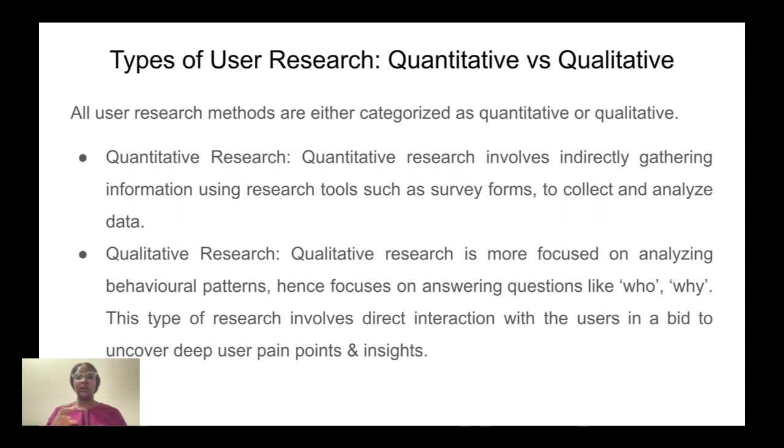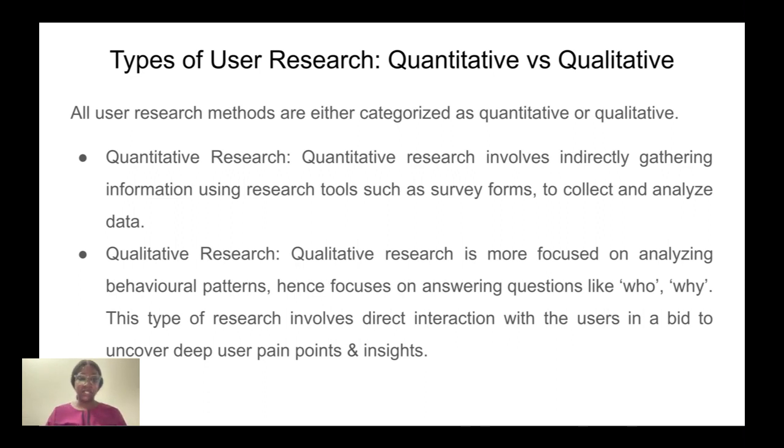Now, qualitative research, on the other hand, is more focused on analyzing behavioral patterns. So it's more direct communication with your users. You are having a direct conversation with them. Hence, you are focusing on answering questions such as why do you want to use my product, who is using the product, and so you are interfacing with them directly. This type of research usually involves direct interaction with the users in a bid to uncover deep user pain points and insights. An example of qualitative research is user interviews. You are interviewing the user, you are having a conversation, and you're getting direct feedback.